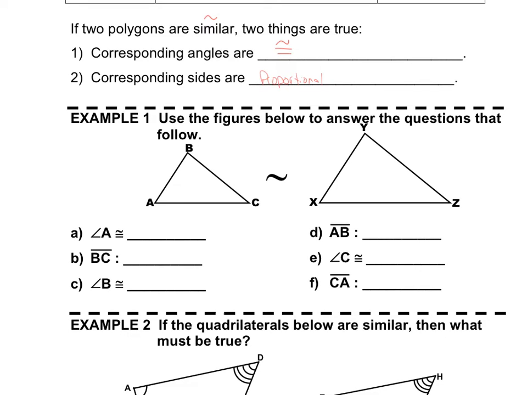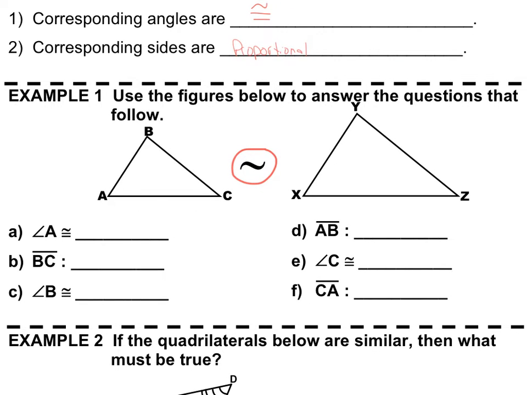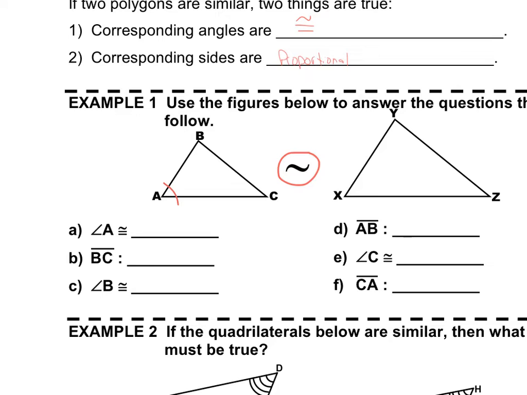So it says, use the figures below to answer the questions that follow. So we have our similar symbol here. That means these two are similar. That means all the corresponding angles are congruent, and all the corresponding sides are proportional. So if I look at angle A, and these are orientated in the same way, angle A is right here, so the corresponding angle on the other side would be in the same position, so it would be angle X.